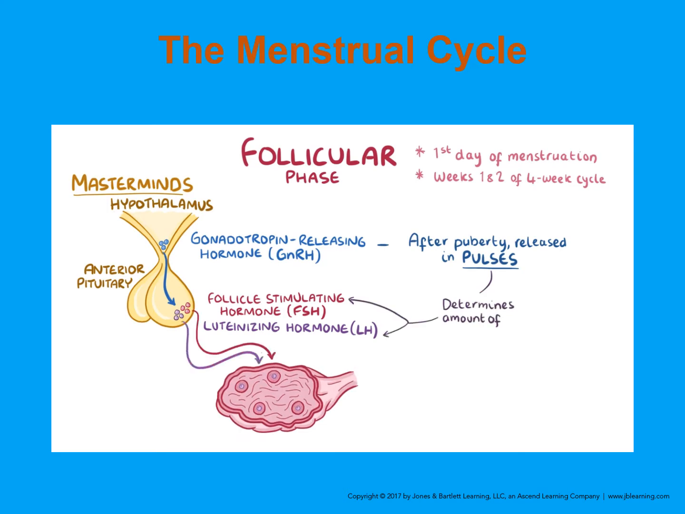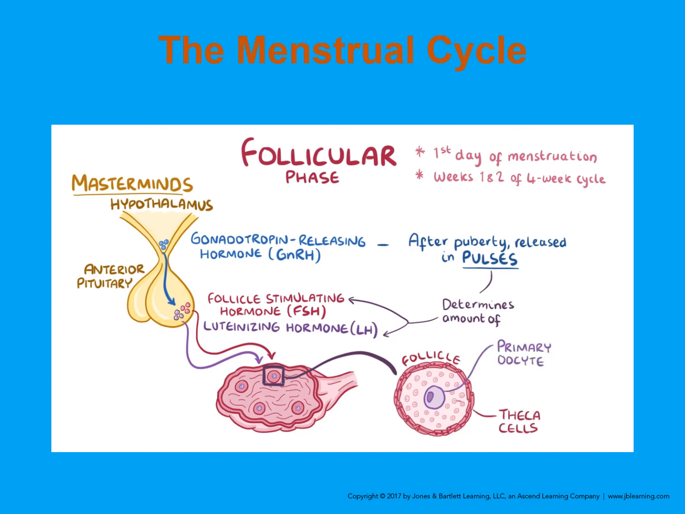These pituitary hormones control the maturation of the ovarian follicles, each of which is initially made up of an immature sex cell, or primary oocyte, surrounded by layers of theca and granulosa cells, the hormone-secreting cells of the ovary. Over the course of the follicular phase, these oocyte-containing groups of cells, or follicles, grow and compete for a chance at ovulation.